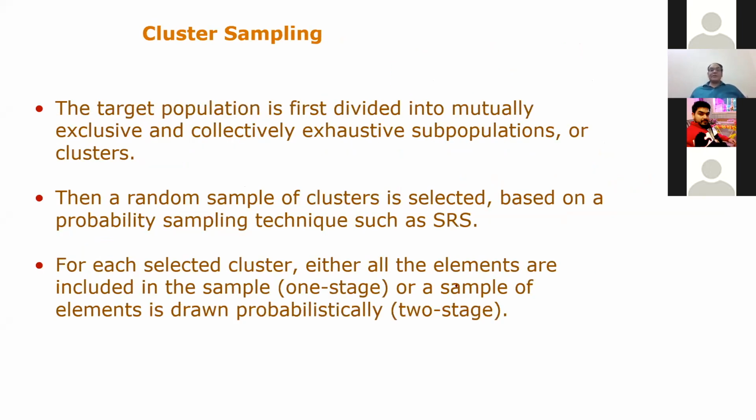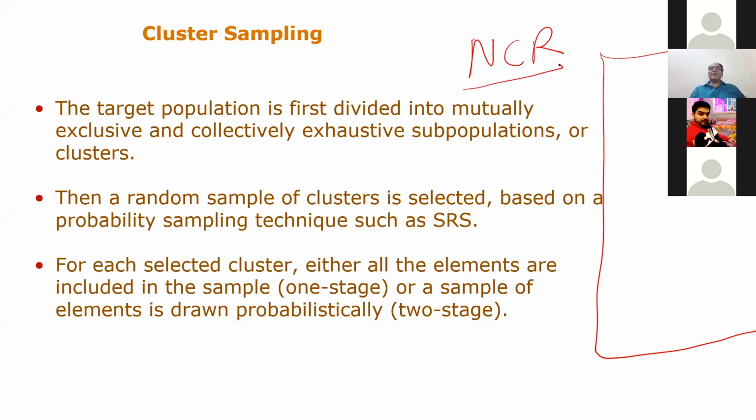The last sampling in probability sampling is known as cluster sampling. In stratified sampling, we divided the population into strata, and all these strata are homogeneous. But cluster sampling is different. In cluster sampling, we divide the region into different subregions. For example, whenever we say NCR, it means National Capital Region.